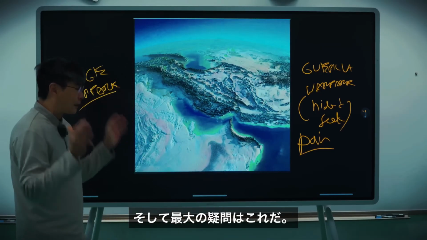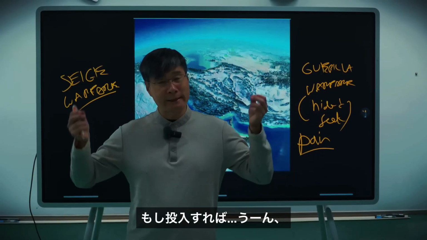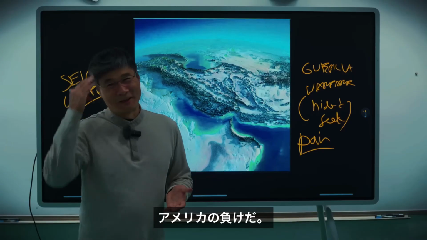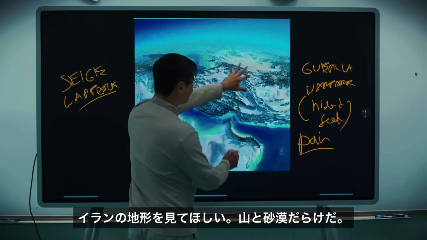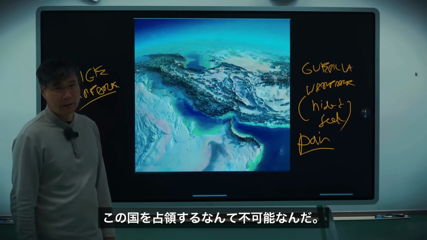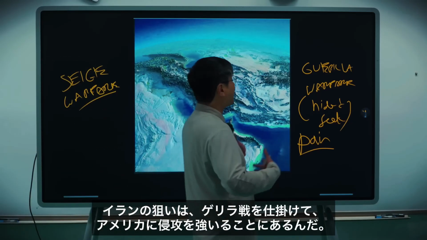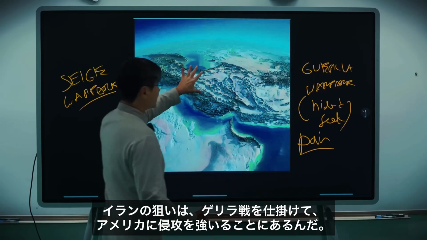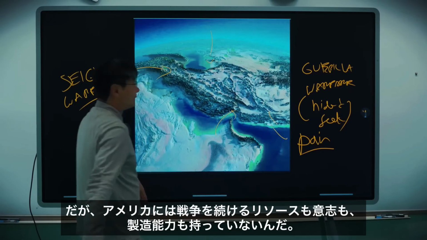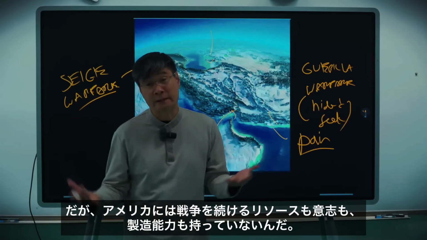The grand question is this: will America launch a ground invasion? Okay? Because if it does, then they've lost the war. Okay? All right? Because look at Iran, okay? Mountains and mountains, deserts. It is impossible to occupy this country. All right? It's impossible to invade. And what the Iranians want to do is be such a pain in the ass to commit so much guerrilla warfare that America is forced to invade, okay, from over here, and from over here, and from over here, and from over here. And then eventually, but the problem is that America does not have the resources, the political will, the manufacturing capacity to fight this war, okay?